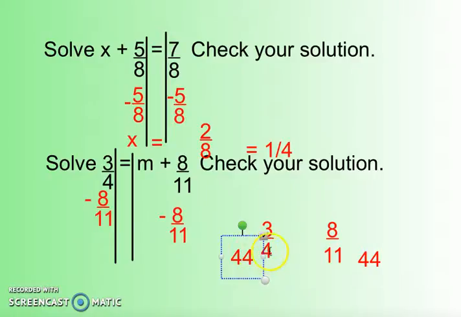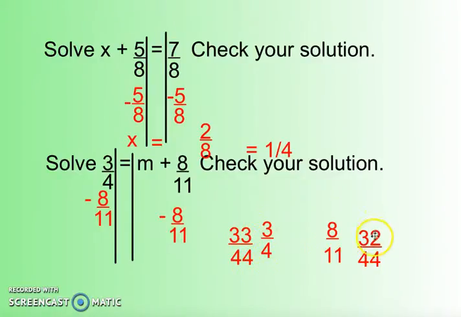And how do I get from 4 to 44? Well, I multiply by 11. So I have to do 3 times 11, so I get 33. Nice job. So I have 33/44. And then over here, how do you go from 11 to 44? Times 4. So let's do times 4, so I get 32, and 32/44.